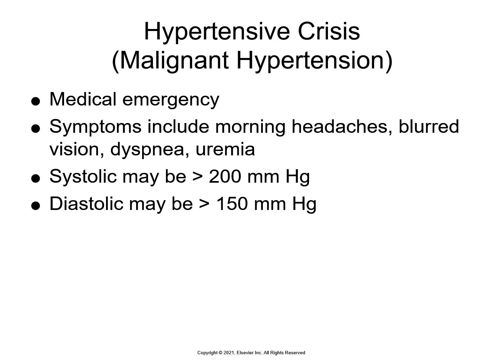Now, there is another type of hypertension that is very, very critical. This is called hypertensive crisis. This is a malignant hypertension. It is a medical emergency. Symptoms include a headache, blurred vision, dyspnea, and uremia, which is an accumulation in the blood of substances that are ordinarily eliminated in the urine. The systolic blood pressure may be over 200 and the diastolic may be over 150. If it's not treated promptly, the patient may experience kidney failure, left ventricular heart failure, and they may even have a stroke. So it is important that this is treated quickly. It is a medical emergency.